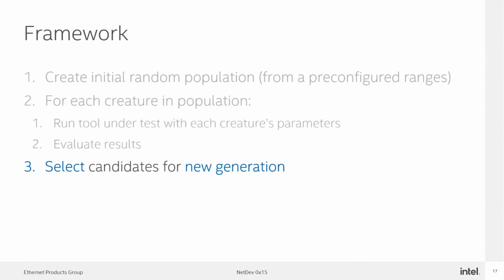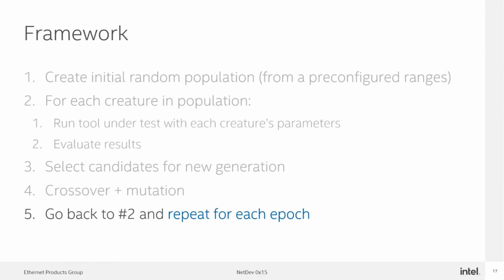In the next steps, the best creatures are selected from the population to create a new generation. When the new generation is created, the mutation and crossover operators are introduced. The whole procedure repeats until the limit of the epochs, which is, again, one of the parameters, is reached.